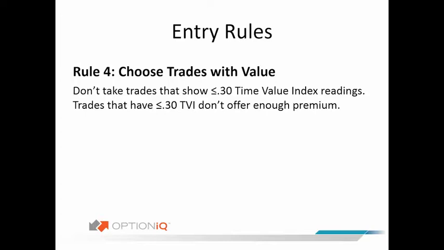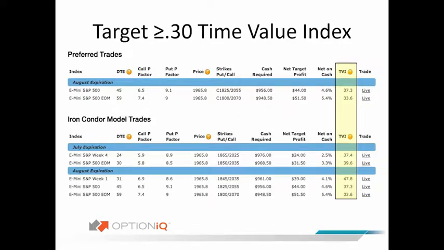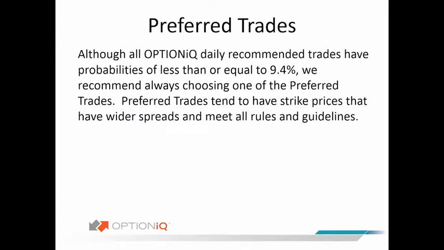So again, where do we find that? We find it over on the far right. On the set trades page, when I pull it up and I'm looking at the available trades that I can choose from today, I will notice the TVI column, time value index is what that stands for, and I can see that all of these are greater than 30. If I saw one over here that was less than or equal to 30, I would avoid that trade. Okay? All right. Now, those are the 4 entry rules.